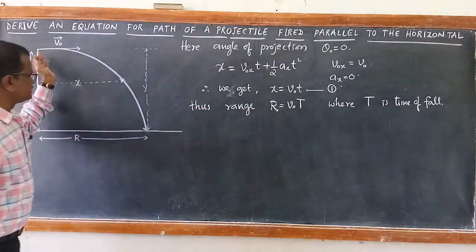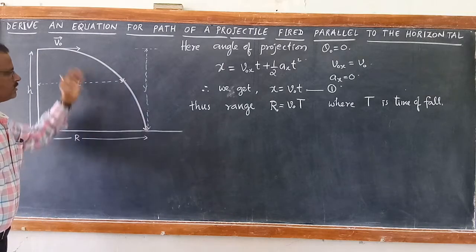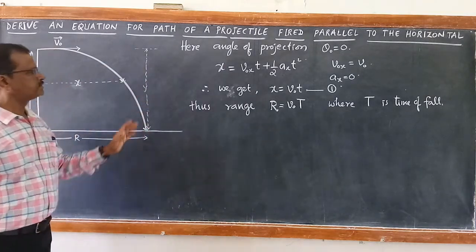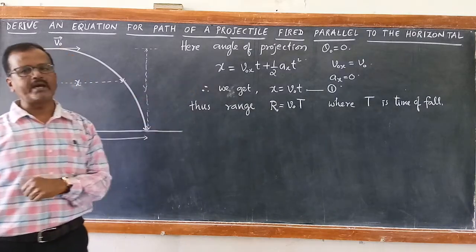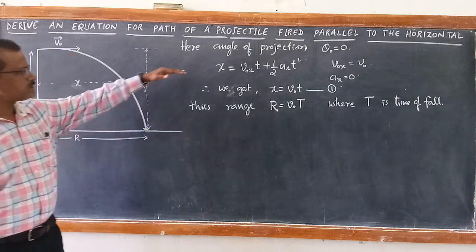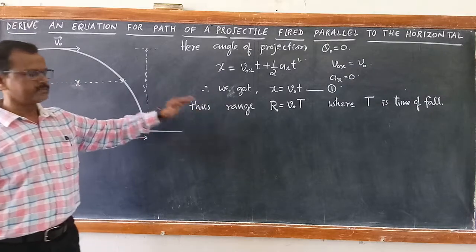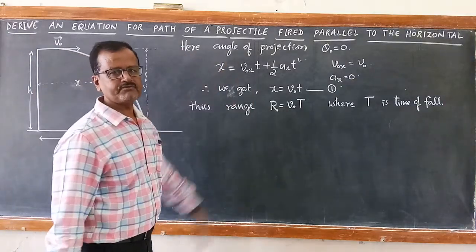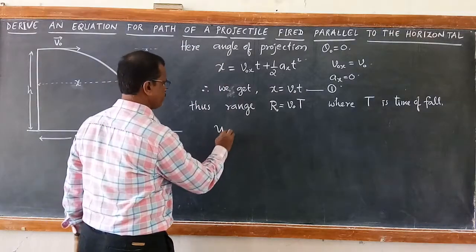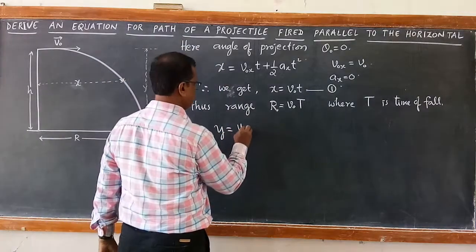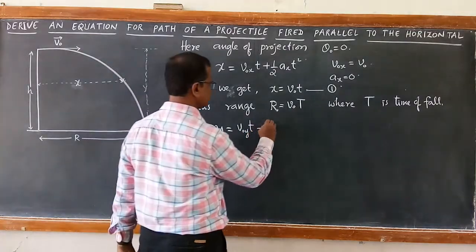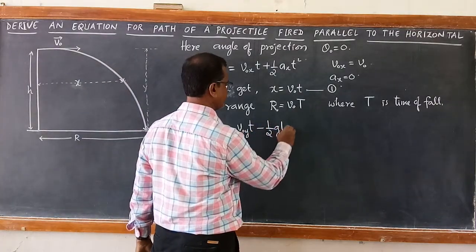Then what is the depth? What is the depth that it is going to cover? So to calculate that depth, we have to calculate the y component. As we have calculated the x component, similarly we can calculate the y coordinate using the same second equation of motion. So the y component becomes v naught y into t minus half g t square.